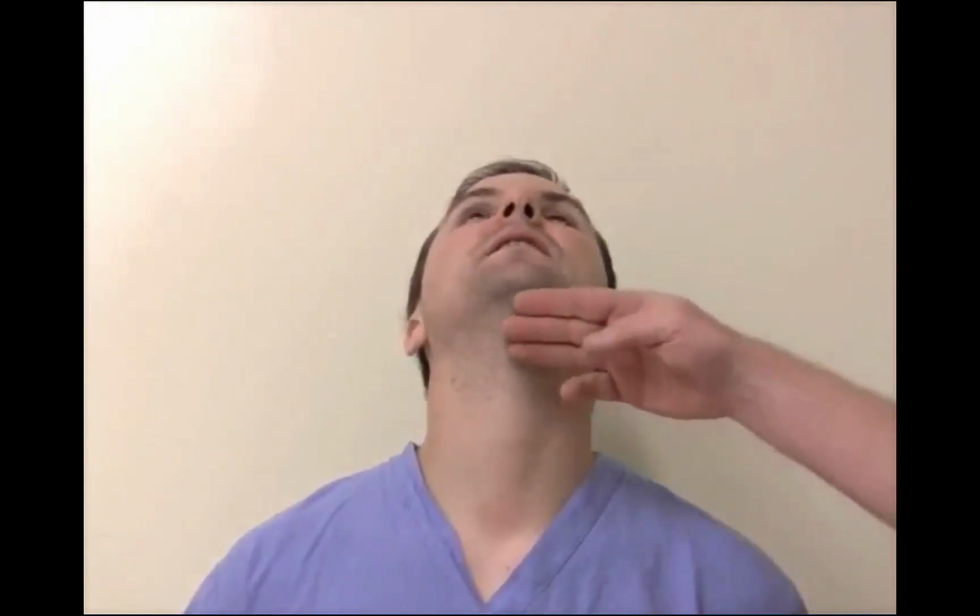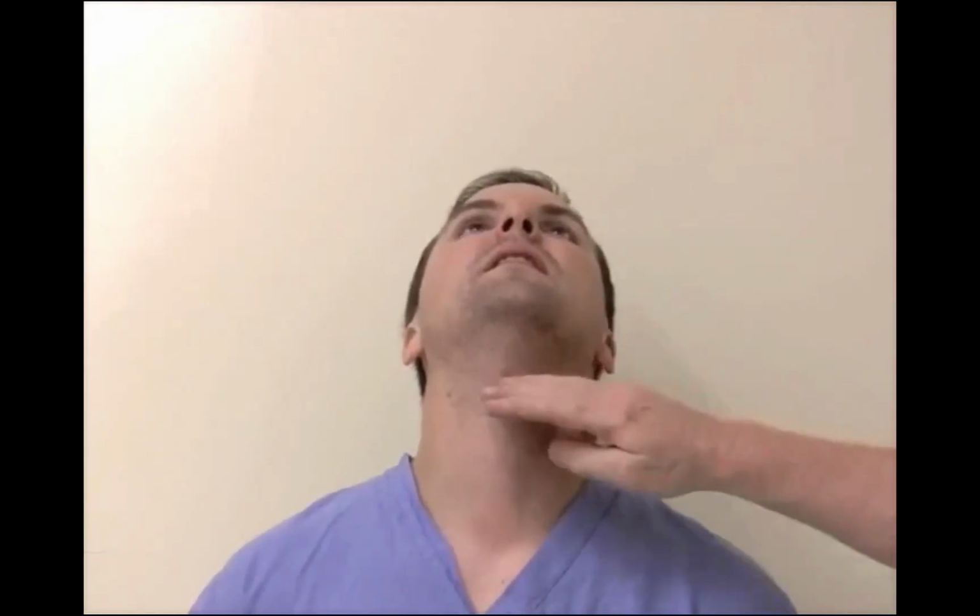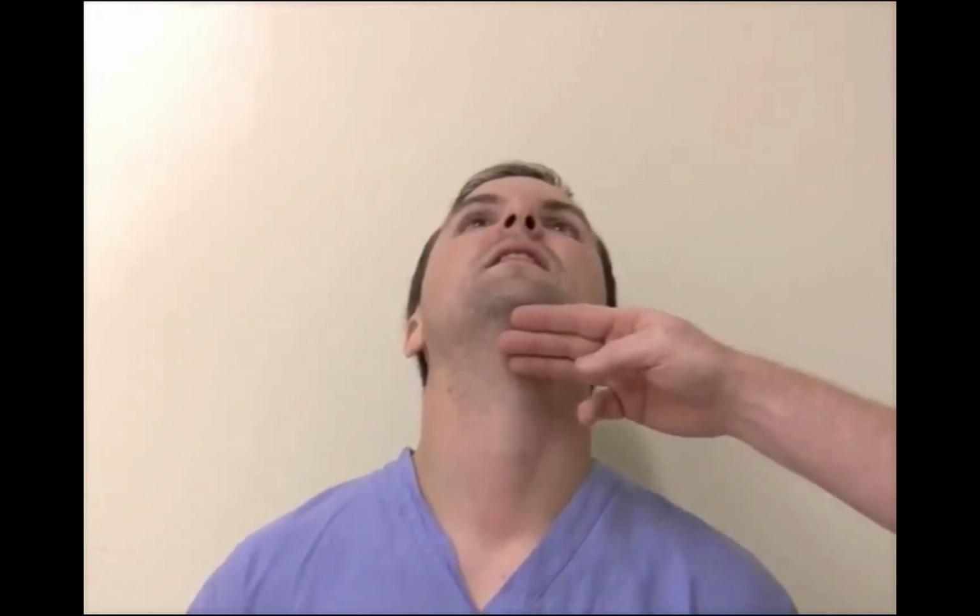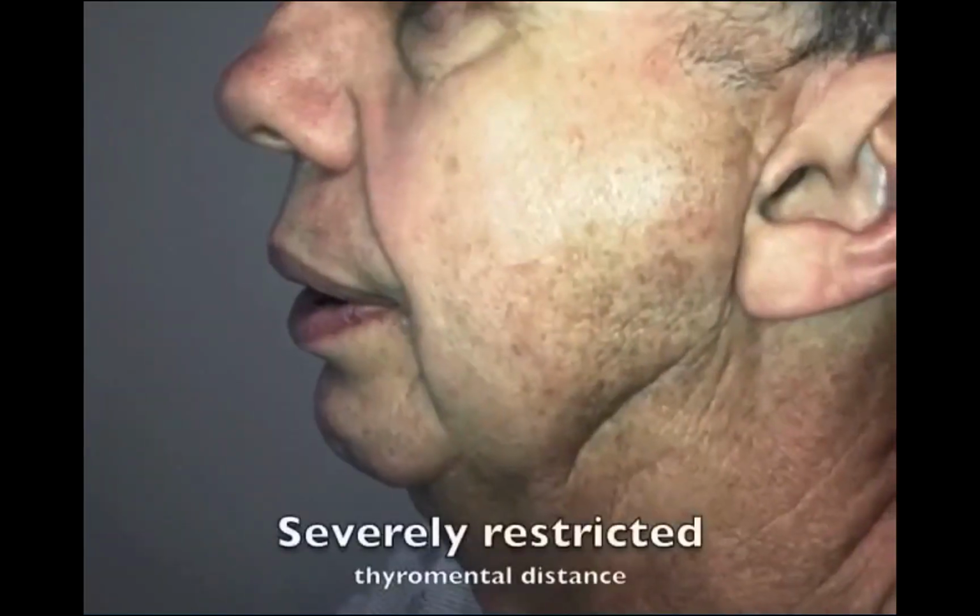Cervical spine mobility is then assessed by having the patient extend their neck. The thyromental distance is the distance from the underside of the chin, or mentum, to the superior border of the thyroid cartilage. This should typically be at least 6.5 centimeters in an adult, or slightly more than the width of 3 fingers.